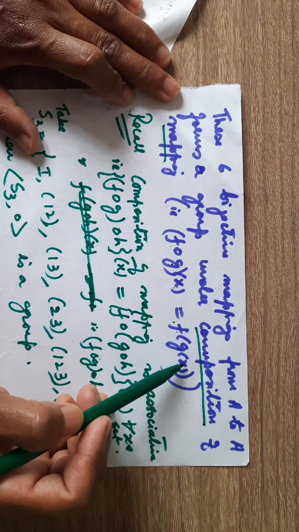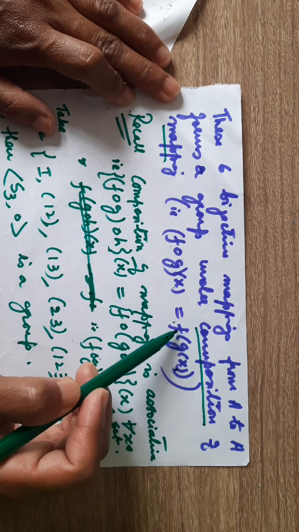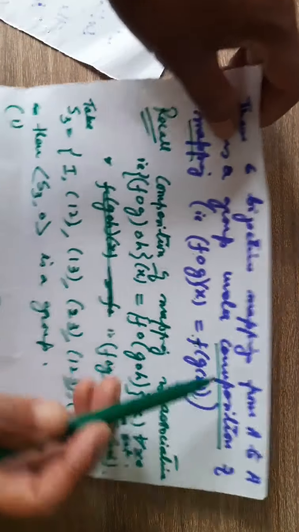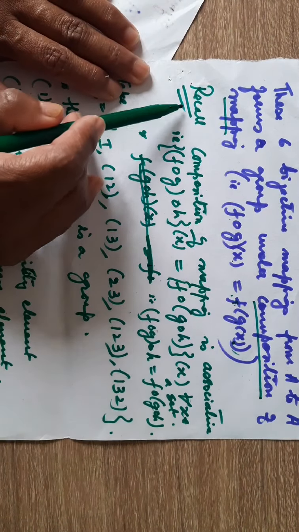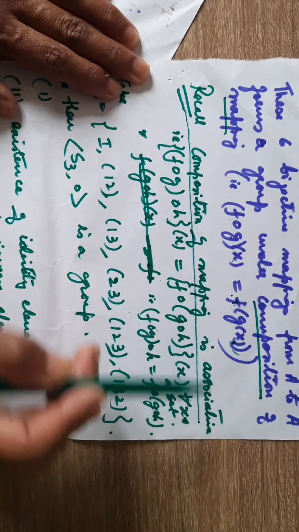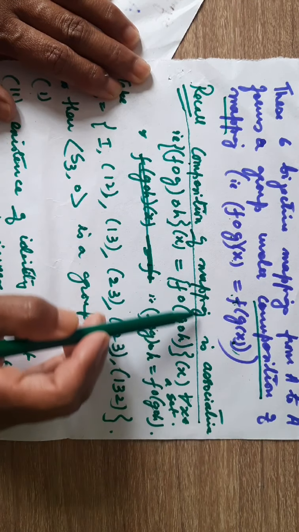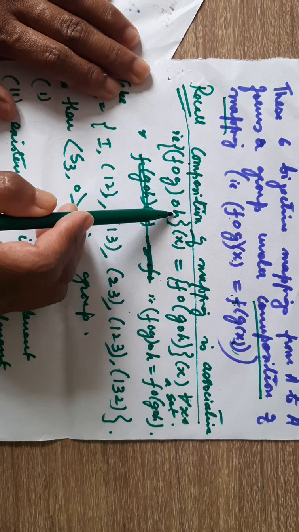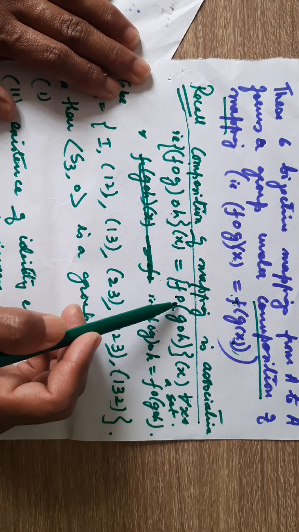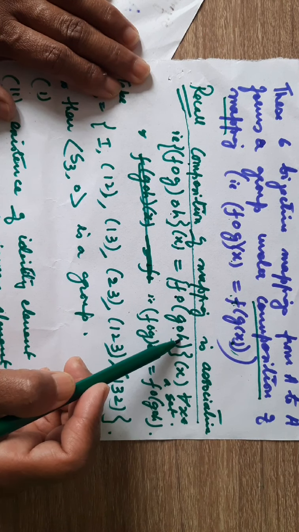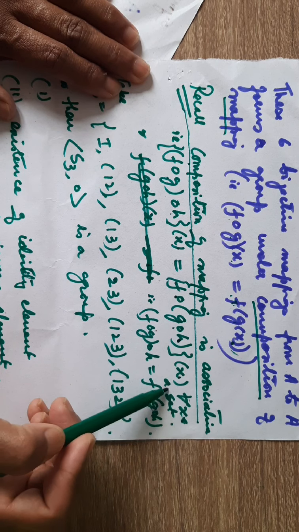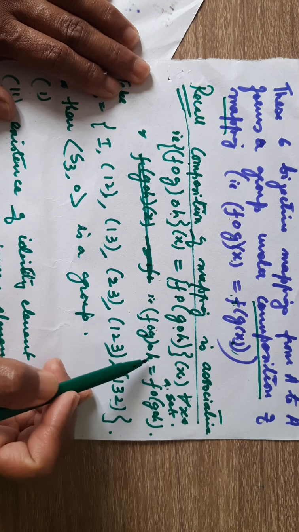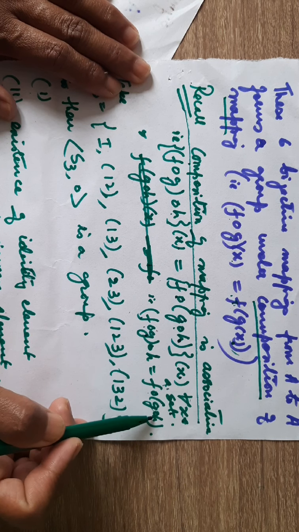You apply G first on that element X, and then after that you apply F on G of X. So let me just recall this one. If you go through the notes of first semester, you'll see that composition of mapping is associative. That is, (F composite G) composite H of X is the same as F composite (G composite H) of X for every X belonging to a set. That is, (F composite G) composite H is the same as F composite (G composite H).